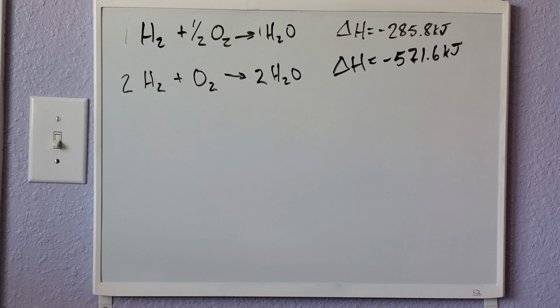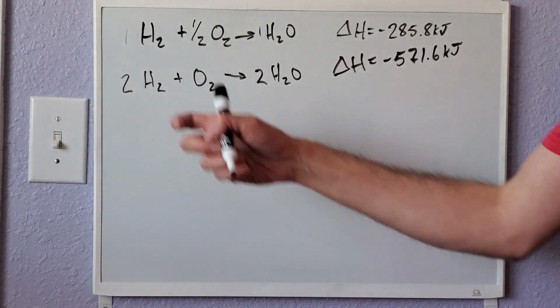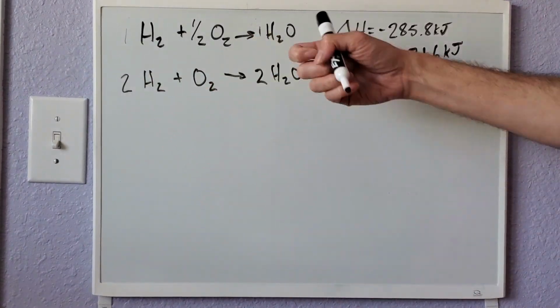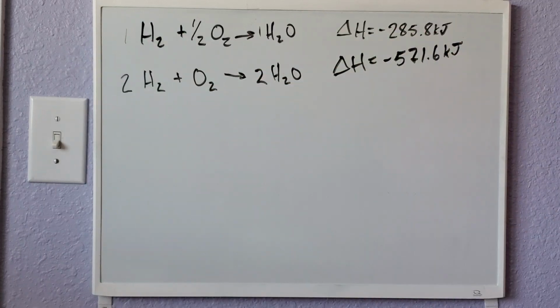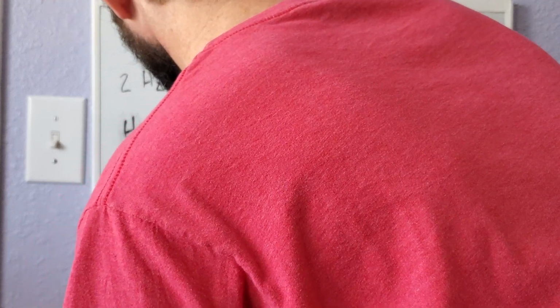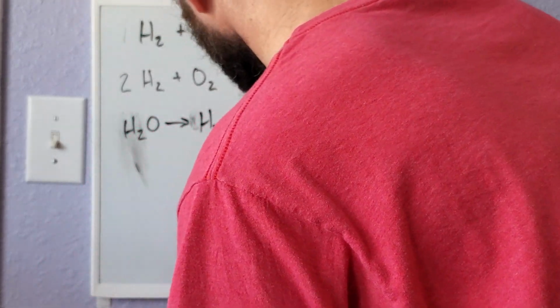On the other end of this idea is, say that we're not interested in forming water, we're interested in decomposing water. And so say instead of taking our H2 and adding it to O2 to produce our water, we want to go the other route. And so say that we want to have our 1 H2O decompose into our H2 plus half of our O2.